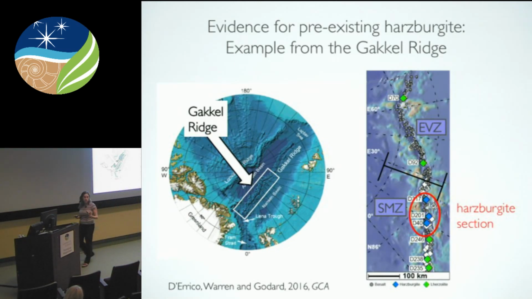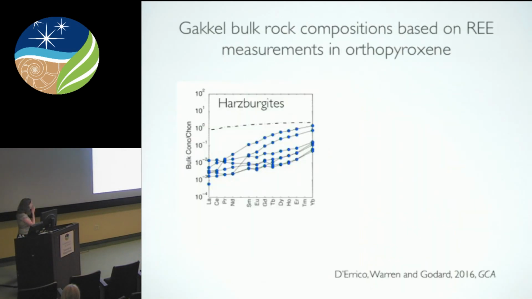The Gakkel Ridge is an ultra-slow spreading ridge. Its spreading rate is something like 10 millimeters per year. It's among the slowest ridges in the world, and so you really don't expect a very thick crustal thickness. What we found is that when you look at these harzburgites, they have very depleted trace element compositions.